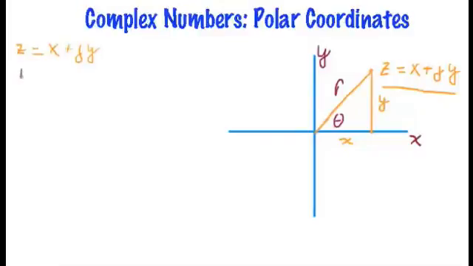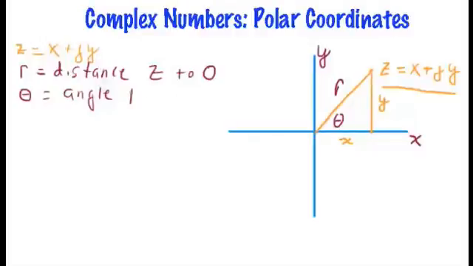So let's write that over here. R equals the distance of z to the origin. I'll just write z to O. And theta equals the angle to the positive x-axis. I'll abbreviate positive x-axis.